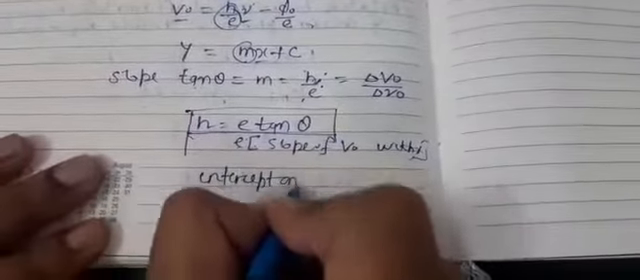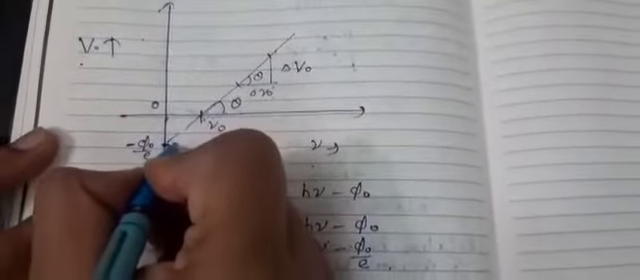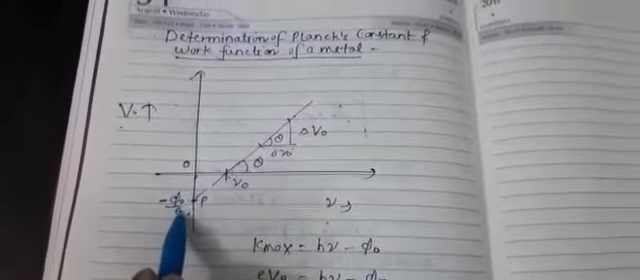And intercept on potential axis. तो देखिए in the figure, intercept on this potential axis, this is OP. Now OP is equal to minus phi naught upon e. The intercept on potential axis will be minus phi naught upon e.